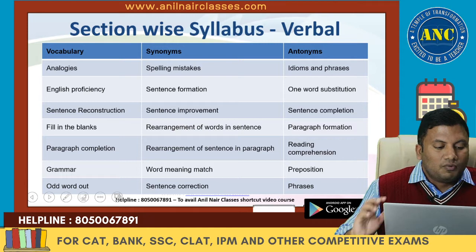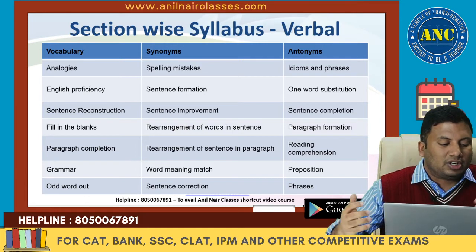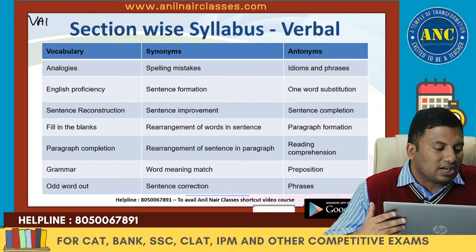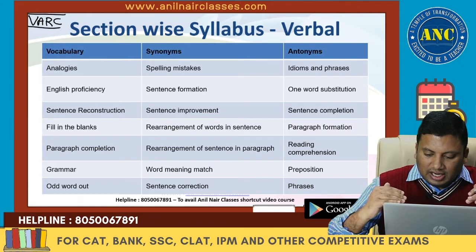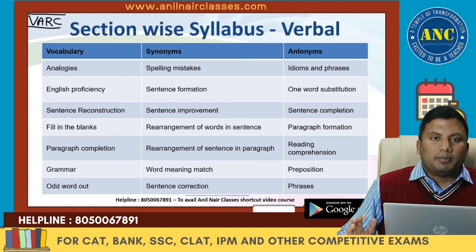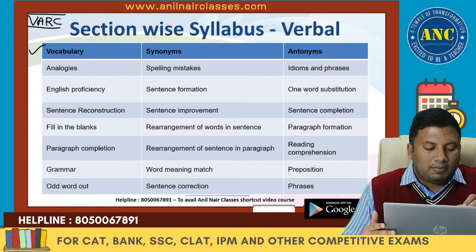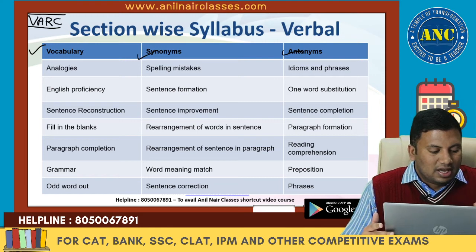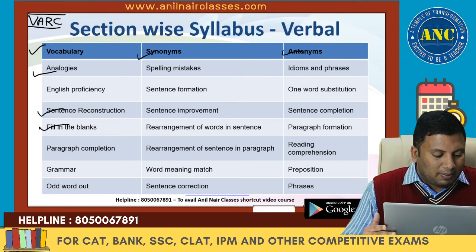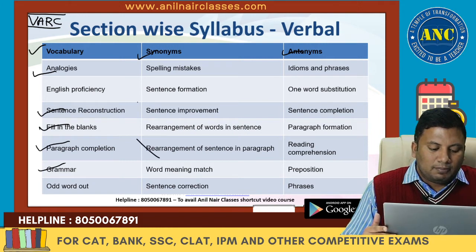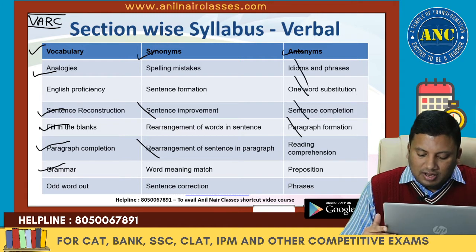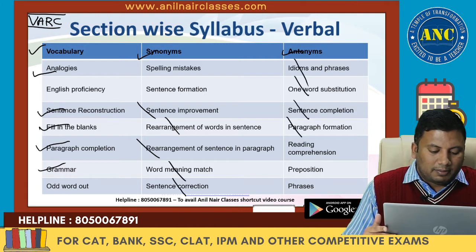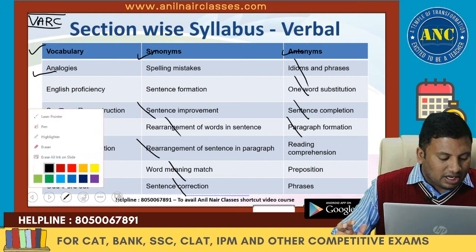Now let us see which topics are the most important in verbal ability and RC. In verbal ability, these are the questions that are coming. There are good questions based on vocabulary, synonyms, antonyms, analogy, sentence fill in the blanks, paragraph completion, grammar, a lot of questions, para jumble, sentence improvement. These are all the questions from verbal ability, word meaning match and everything. Kindly take a screenshot of this.